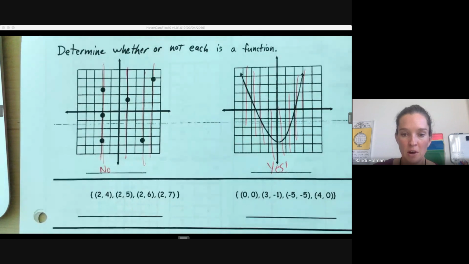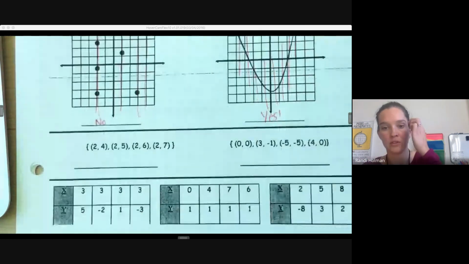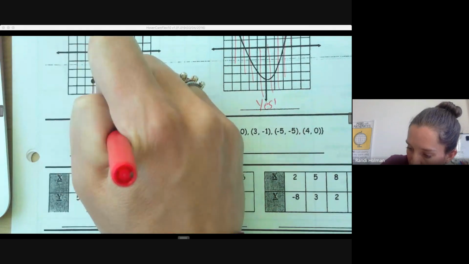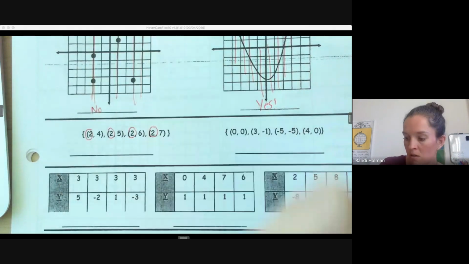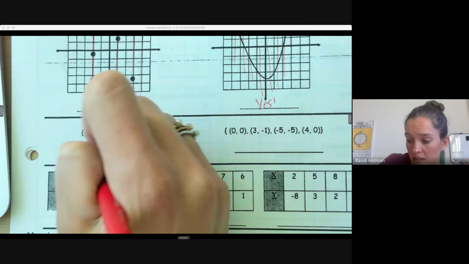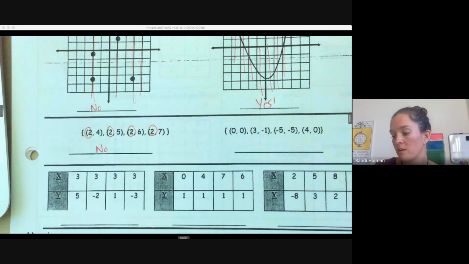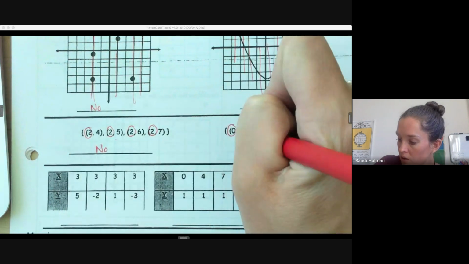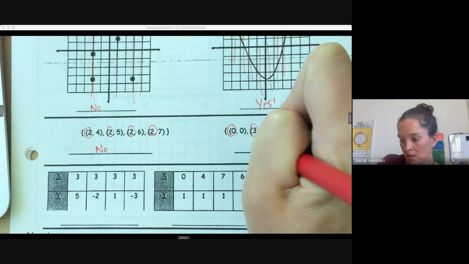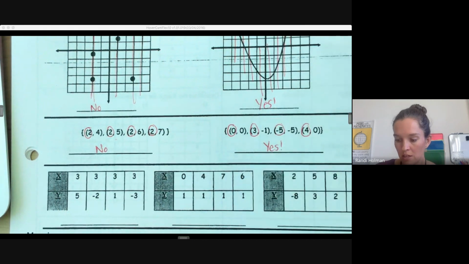Okay, so from a graph, that vertical line test is a great tool to use. If you have a set of ordered pairs, I am only worried about my input values. If they repeat, it's not a function. If they don't repeat, it is a function. So here we have 2, 2, 2, 2. If I told you I put in 2, you don't know. I might get 4, I might get 5, I might get 6, I might get 7. Not a function. Here 0, 3, -5, 4. They're all different. Yes, it is a function.